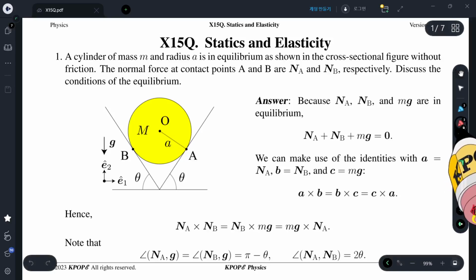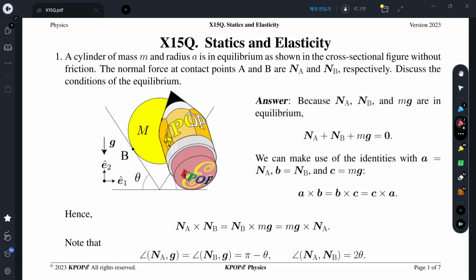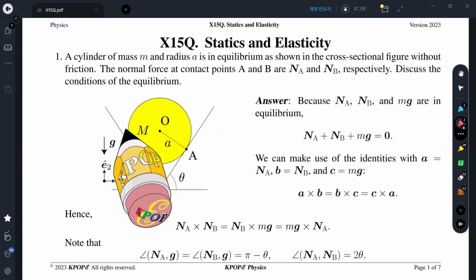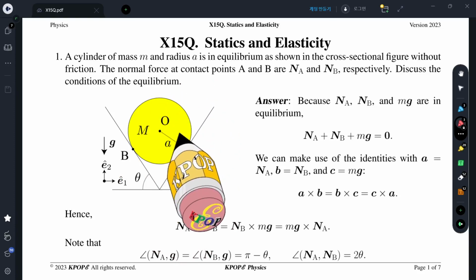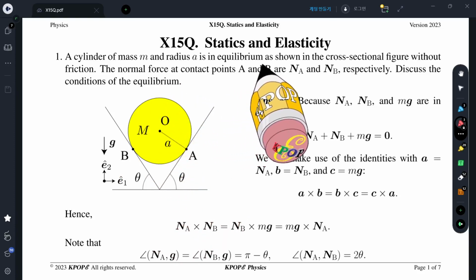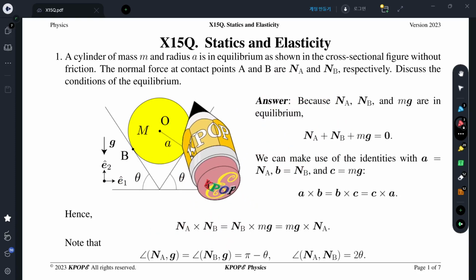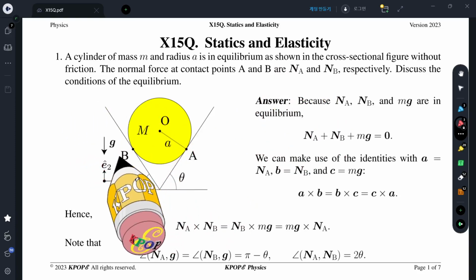We study X15Q, statics and elasticity. A cylinder of mass m, and radius a, shown in cross-sectional view, is in equilibrium as shown in the cross-sectional figure without friction.